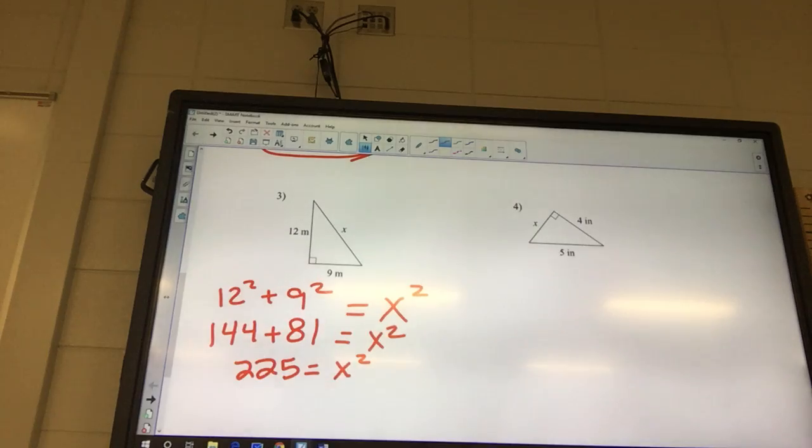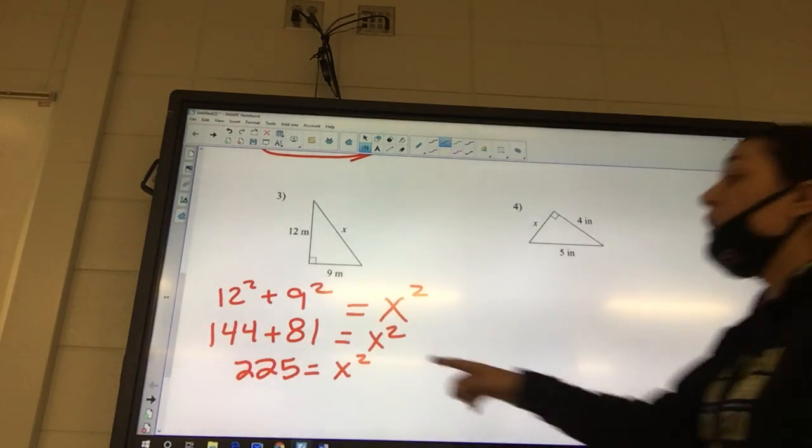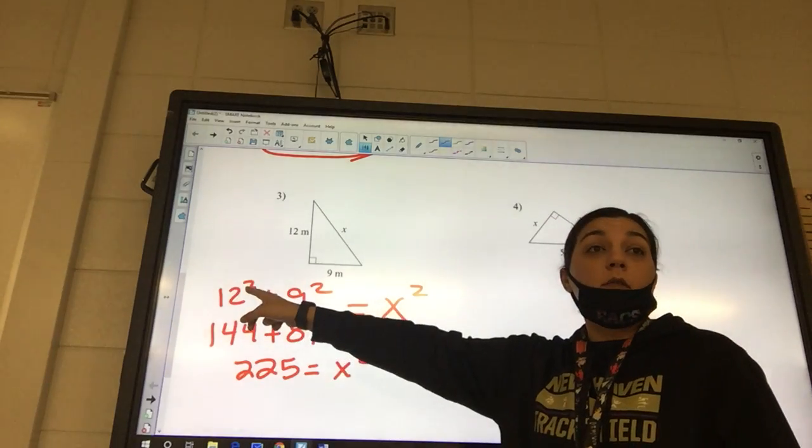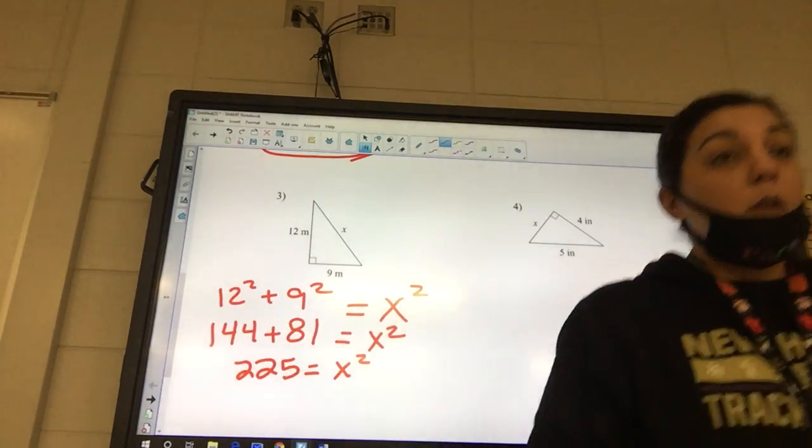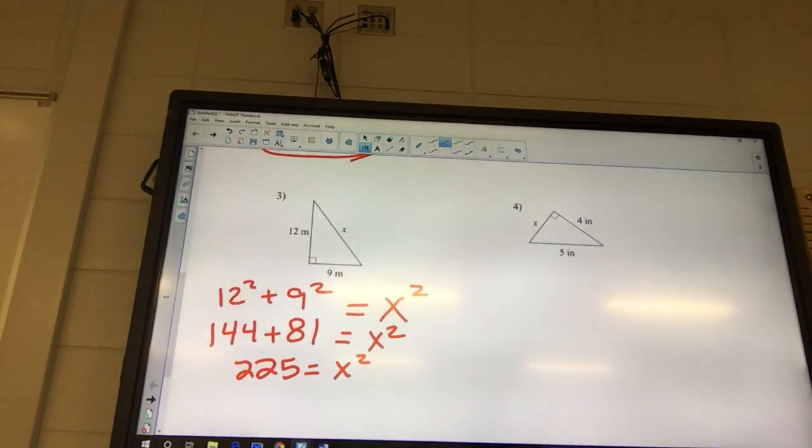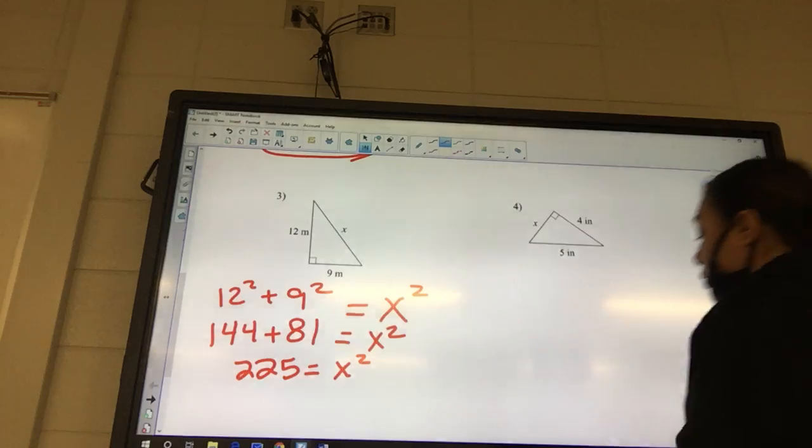How do I get rid of that x squared? Trevor, you with us? Because you look like you're zoning out. How did you get 144 and 81? Because you could type this in your calculator, 12 squared. Alright, so then you get 144? Yeah, so on your calculator there's this button. Then add the two together. Okay, so how do I get rid of a squared?